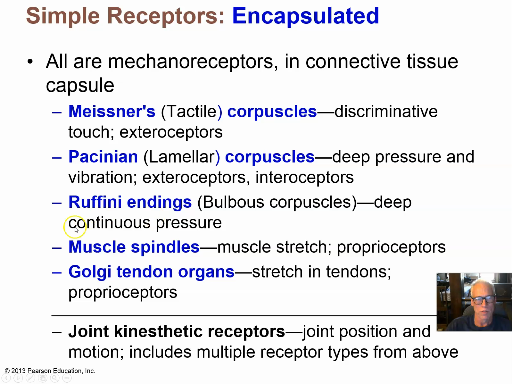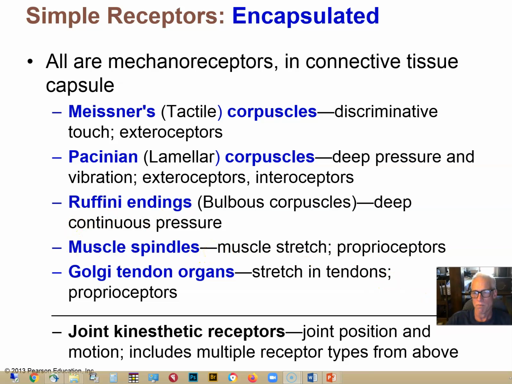Two more types of proprioceptors: muscle spindles. We'll look at it a little bit later, close up and personal. Muscle spindles are receptors in the skeletal muscles that sense changes in muscle length. Golgi tendon organs are proprioceptors that detect muscle tension, in other words, stretching of tendons.